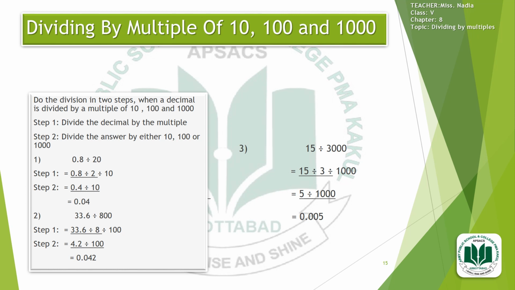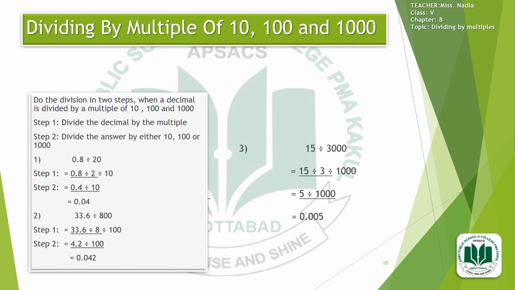Example 2 is 33.6 divided by 800. Divide 33.6 by 8. Answer is 4.2. Now divide 4.2 by 100. First add zeros at the beginning of the number and then move decimal point two places to the left. So answer is 0.042.